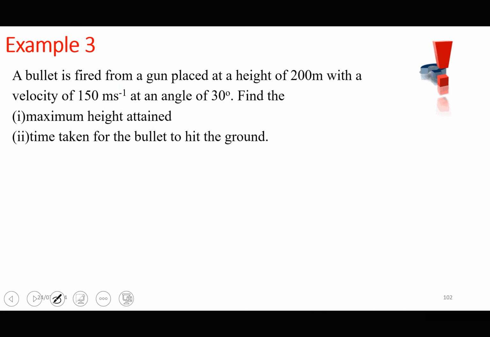The bullet is fired from a gun placed at a height of 200 meters with a velocity of 150 meters per second at an angle of 30 degrees. Find the maximum height attained. So a bullet is fired from a gun placed at a height. So the gun is already at a height of 200 meters.